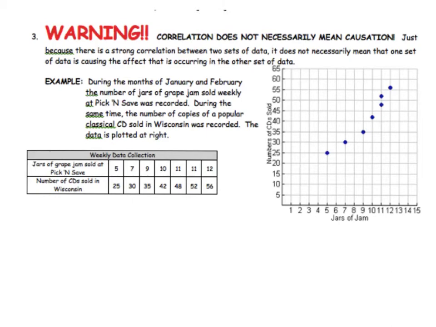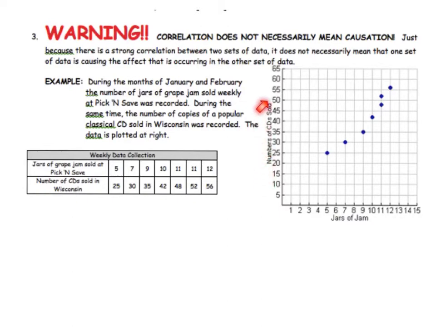We have to be careful though with scatter plots. Just because there is a correlation, there might be a relationship between 2 variables. It doesn't mean that one causes the other. It doesn't mean there's a cause and effect relationship. For example, this is a graph showing the number of jars of jam that were sold at the Pick and Save compared to the number of CDs sold in Wisconsin.